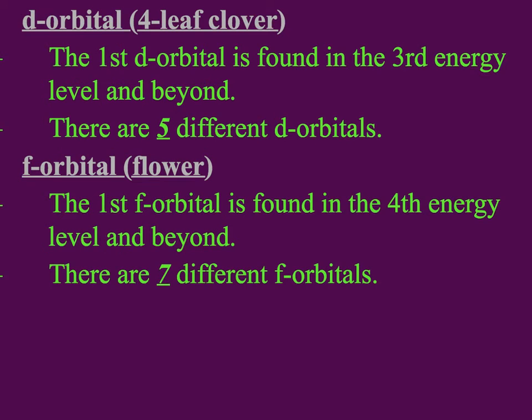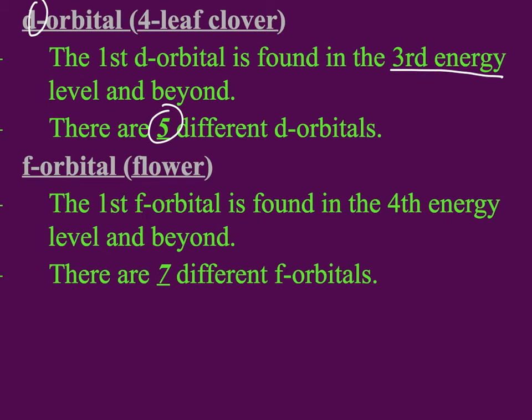All right? Now we're going to talk about the d orbital. So the d orbital looks like a 4-leaf clover. Okay, the majority of them look like a 4-leaf clover. And the d orbital will come in the third energy level and beyond. Okay, and there are 5 different d orbitals. So then if there are 5 different d orbitals, what is the total number of electrons that you can find in the d? Correct, that'll be 10.